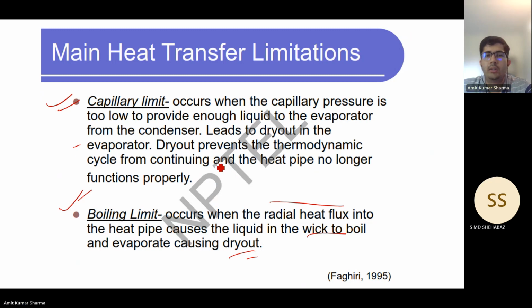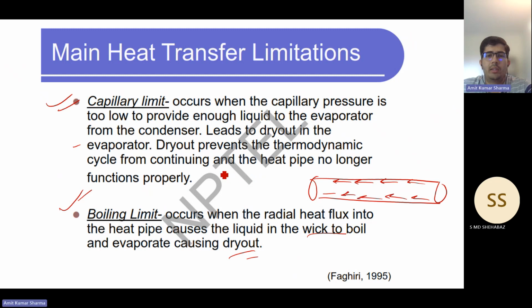So suppose this is the heat pipe, and suppose the water is coming from this side, from the wick. And suppose the radial heat flux is very high, Q in. Then what will happen? This water will not reach up to this end, the evaporator end.